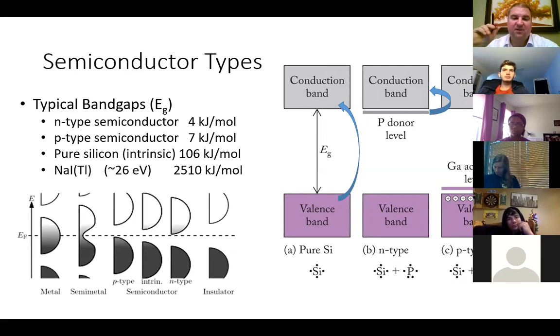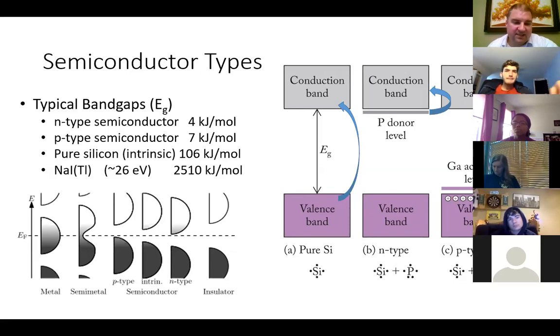Pure silicon, a pure semiconductor, an intrinsic semiconductor, has a band gap of 106 kilojoules per mole. Okay. And sodium iodide doped with thallium, to bring us back to that, is about 2,510 kilojoules per mole. And still there, though, this is a band gap in terms of electron volts. This is a band gap of about 26 electron volts, okay?